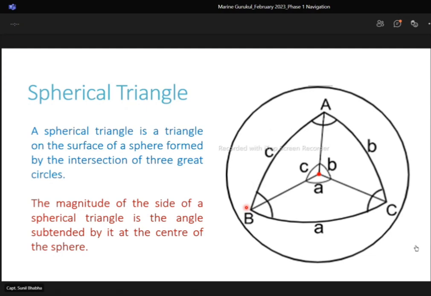Now for easy understanding, the magnitude of the side of a spherical triangle is basically the angle subtended by it at the center of the sphere. So let's take for example side AB. You can see this is side AB. Now if I join A with the center of the sphere here, and I join B with the center of the sphere, both these lines joining A and B with the center of the sphere make an angle at the center. Now this angle is basically the measurement of this particular side of the spherical triangle. So, repeating again, the magnitude of the side of a spherical triangle is the angle subtended by it at the center of the sphere.